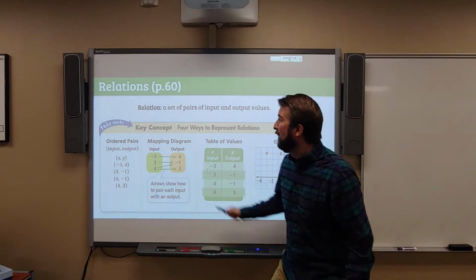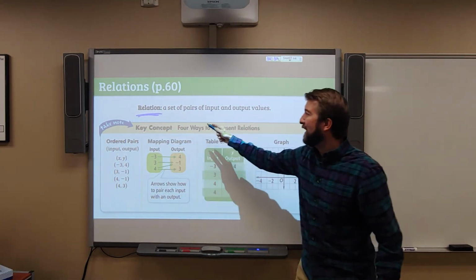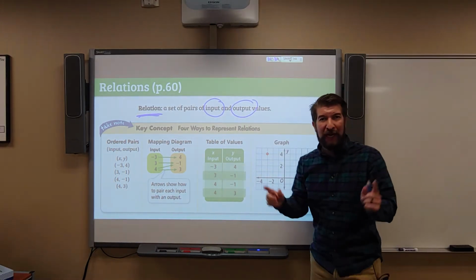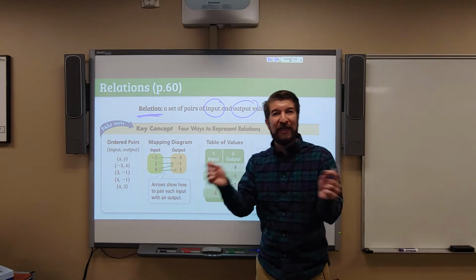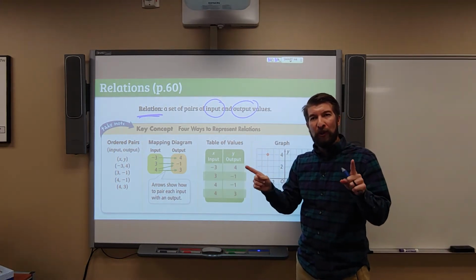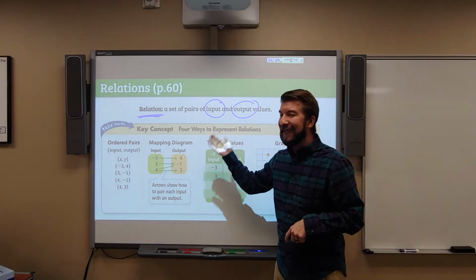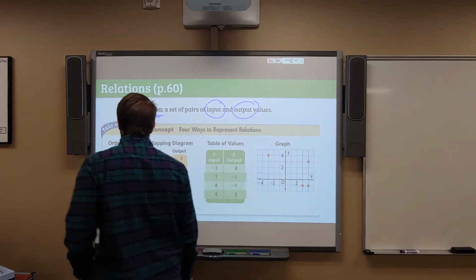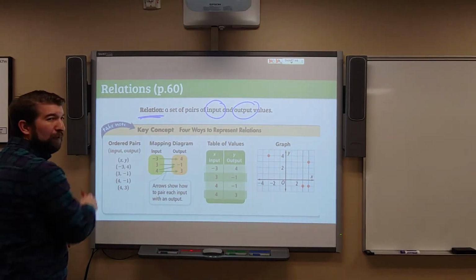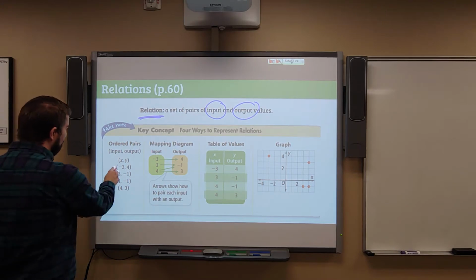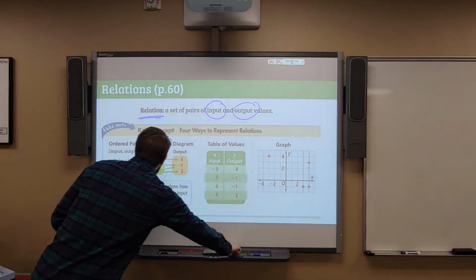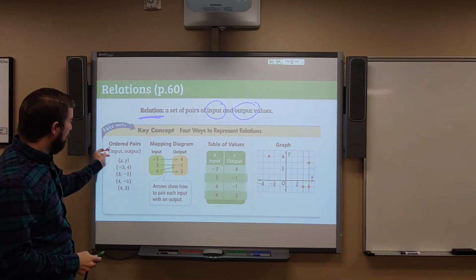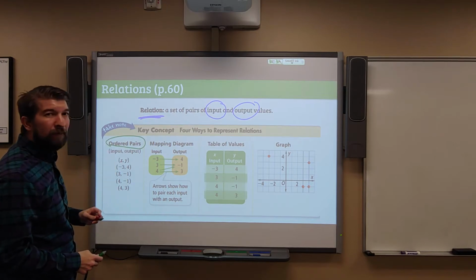First, a relation is a set of pairs of input and output values, okay? So think of relation as a relationship. A relationship involves more than one person, all right? And so a relation is an input and output. So when we talk about pairs, we have what's called ordered pairs. You're used to seeing this, where the first value is the x and the second value is the y. It can be written as an ordered pair, these relations.